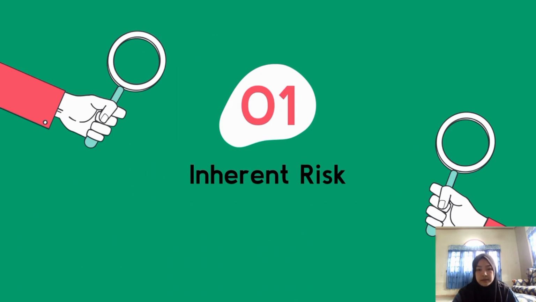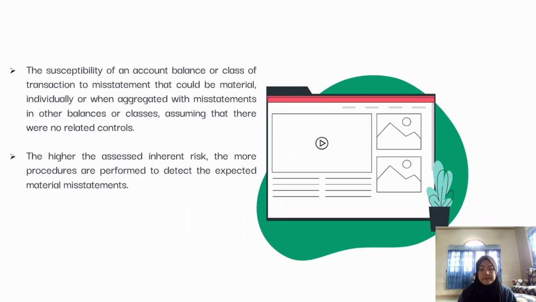Then let's talk about inherent risk. So, inherent risk is the susceptibility of an account balance or class of transaction to misstatement that could be material individually or when aggregated with misstatements in other balances or classes, assuming that there were no related controls. Inherent risk is the susceptibility of an assertion about a class of transaction, account balance, or disclosure to misstatement that could be material before consideration of any related controls.